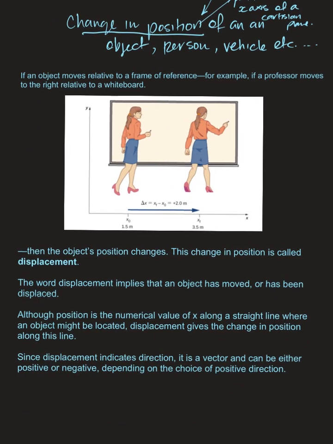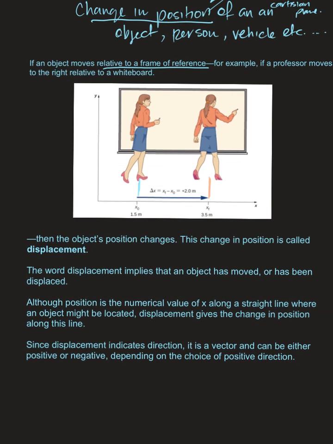All right, so if I'm looking here, if an object moves relative to the frame of reference, for example, if I'm looking at this professor over here, she starts off here. That's where she was standing. And then she moves all the way to the other side, and she ends up at position number 2, which is here. So if I'm looking at that sort of setup, her position has changed. It started off here and it ended up on the other side. She starts off there. She ends up there. This is important.